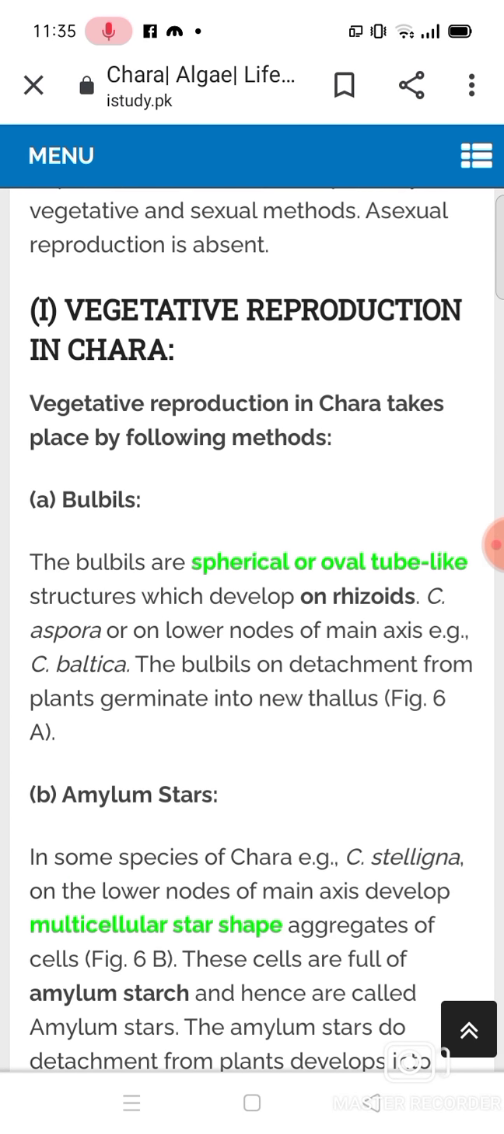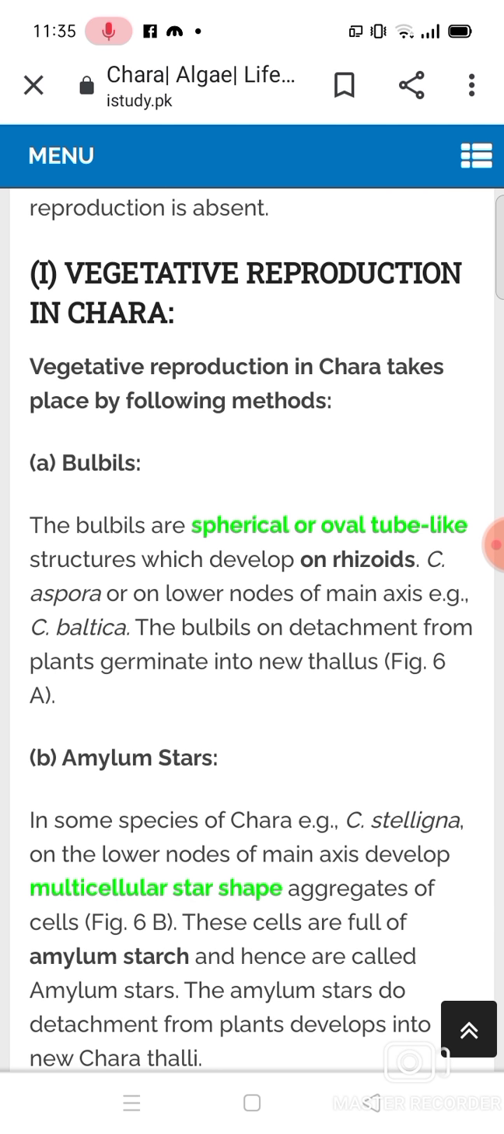Students, in this lecture we are going to talk about reproduction in algae. As in all lower plants or other divisions of the algae, reproduction in Chara takes place by various means: vegetative, asexual, or sexual types of reproduction can be present in Chara. So if we talk about the first type of reproduction method present in Chara, that is the vegetative type of reproduction.